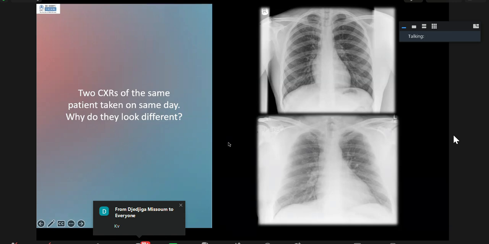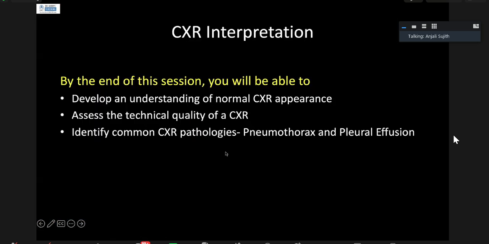By the end of this session, you will be able to develop an understanding of normal X-ray appearance and assess the technical quality of a chest X-ray. In the latter part of the session, we look at two of the common chest X-ray pathologies, which are pneumothorax and pleural effusion.